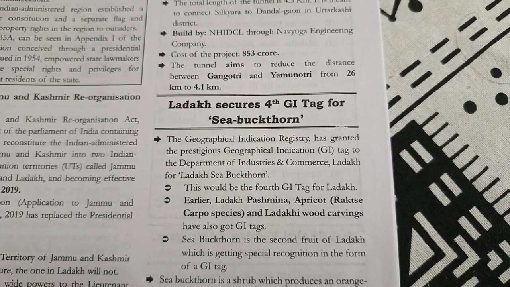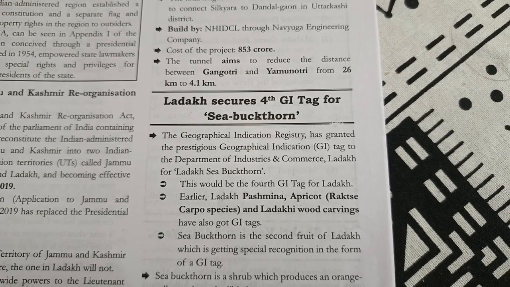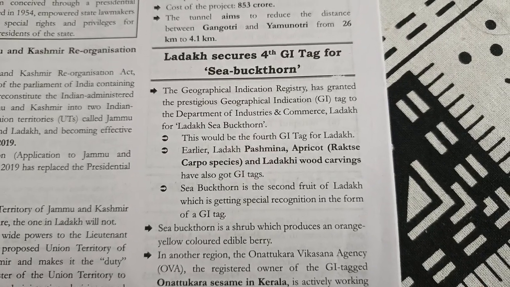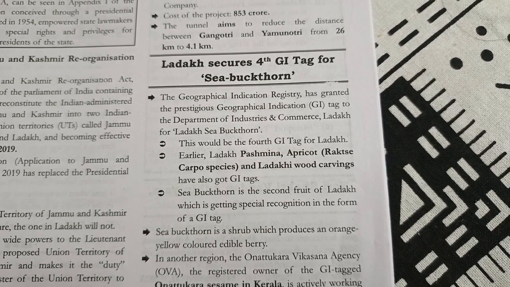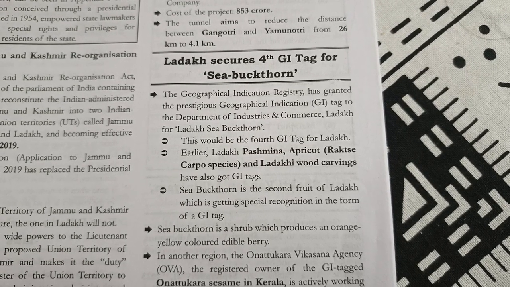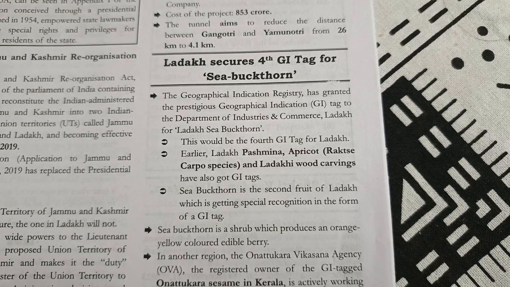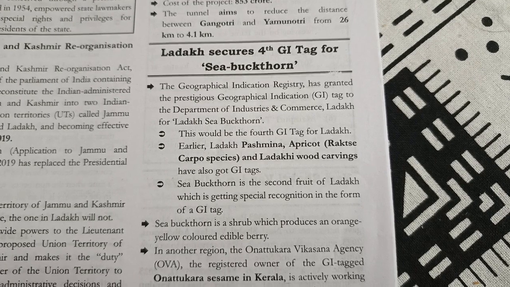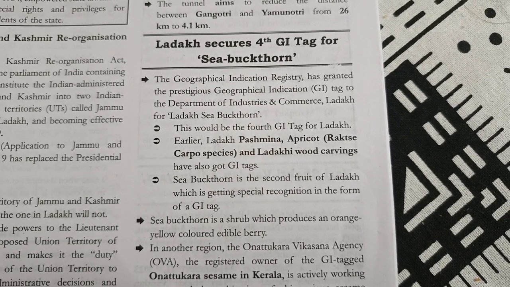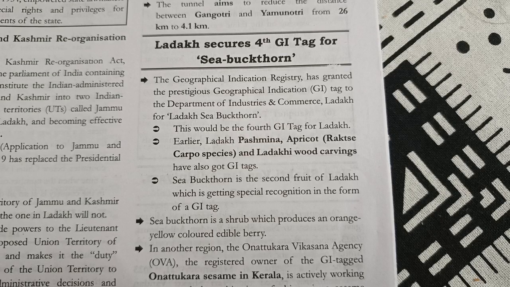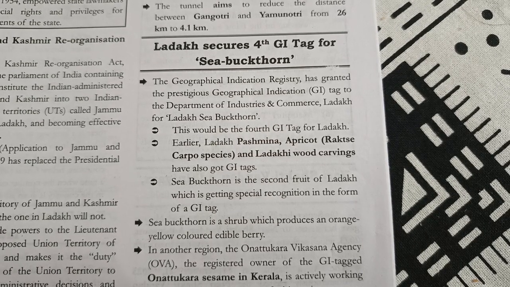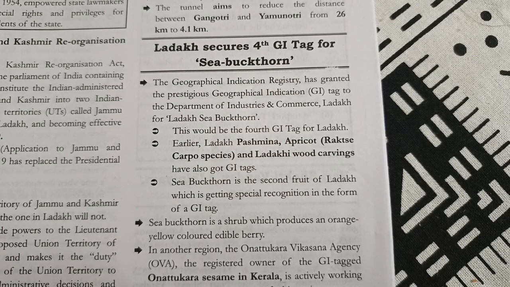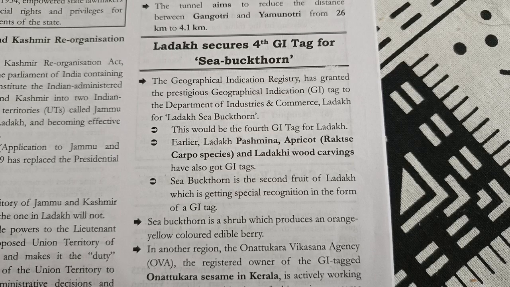Ladakh secures fourth GI tag for Sea Buckthorn. The Geographical Indication Registry has granted the prestigious Geographical Indication tag to the Department of Industries and Commerce Ladakh for Ladakh Sea Buckthorn. This will be the fourth GI tag for Ladakh. Earlier, Ladakh Pashmina, Apricot, Raktsey Karpo species, and Ladakhi wood carvings have also got GI tags.